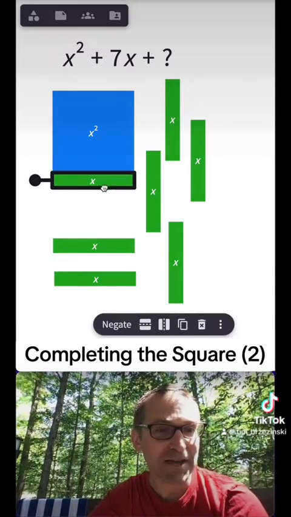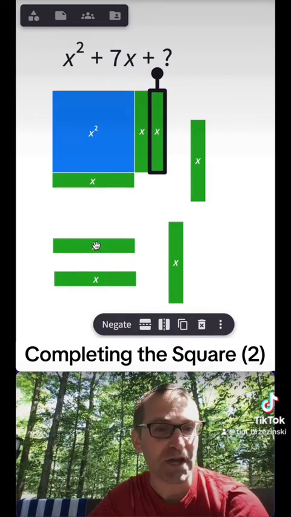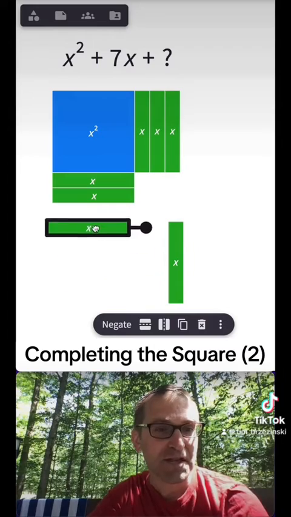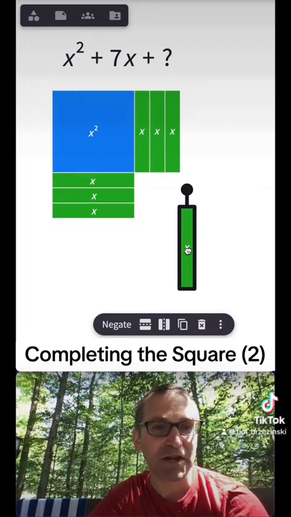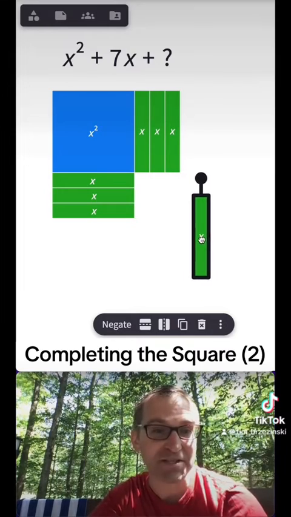So here we're going to try to make a square, so we'll put the same number of x's on each side. There's 1, 2, 3, 4, 5, 6. But the problem is with this last 7th x right here. We can't put it here or down here because we wouldn't have a square. A square has to have equal sides.